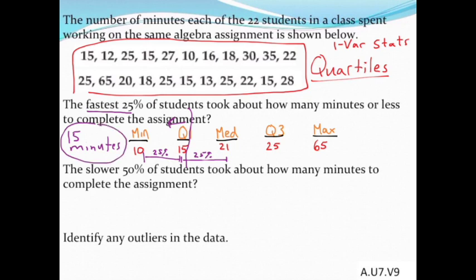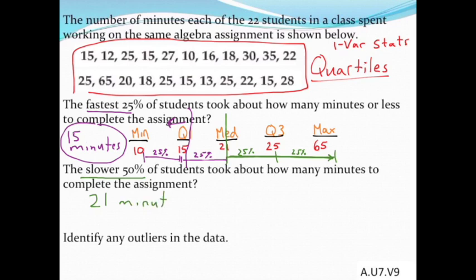Next up, they ask you about the slower 50%, so the top 50% if you think about it that way. The slowest 50% are going to occur at the median and above, because remember these are divided into 25% intervals. So altogether from the median, the middle, and up, there's about half our data. So about half our students took 21 minutes or longer to finish this assignment.